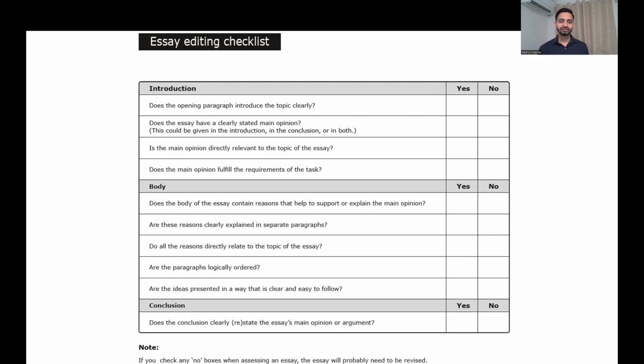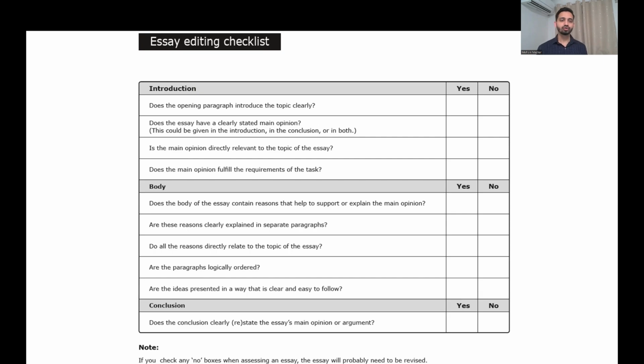Number 2, are these reasons clearly explained in separate paragraphs? So if you've got three reasons, right, are they properly explained in separate paragraphs? Reason number 1, reason number 2, reason number 3, okay? And have you given examples or explanation for them, right?